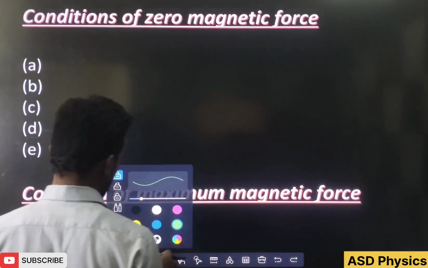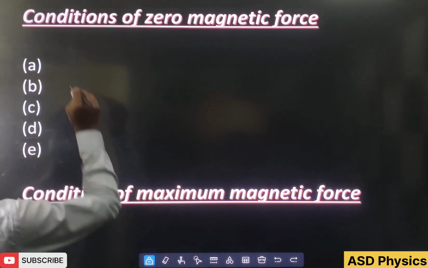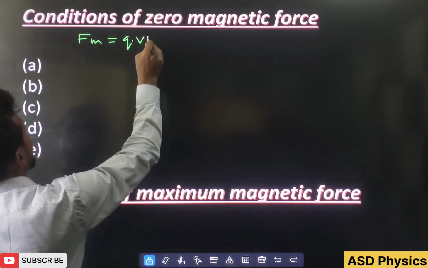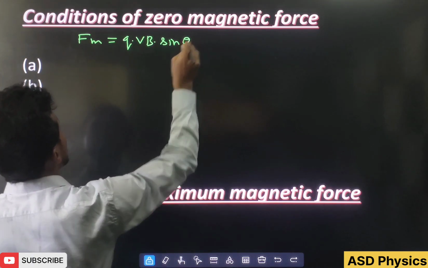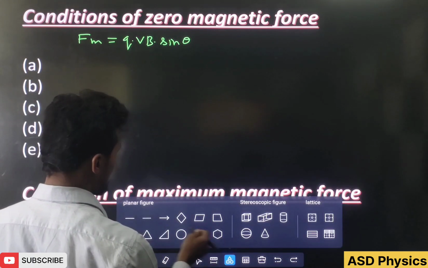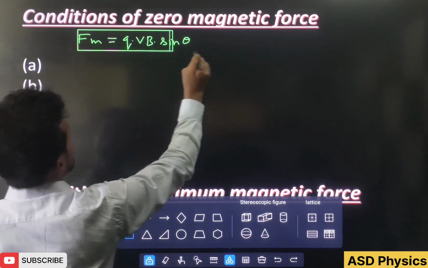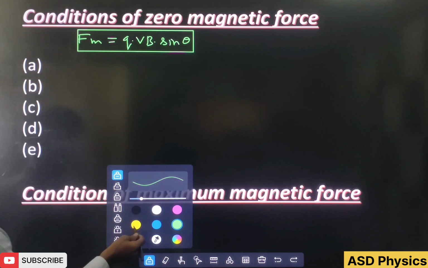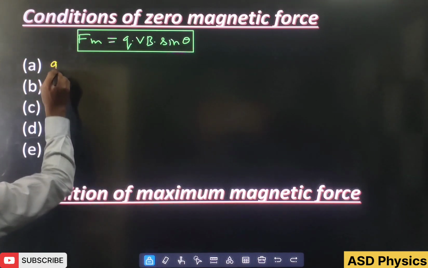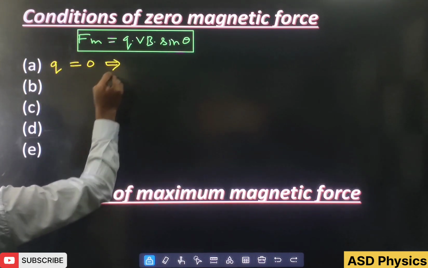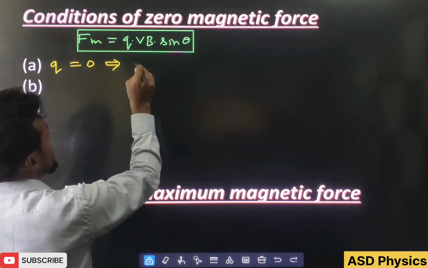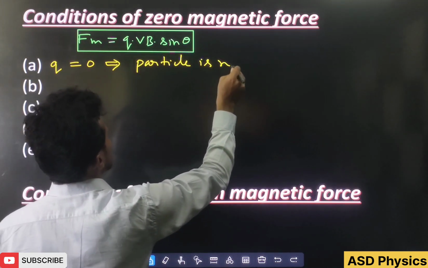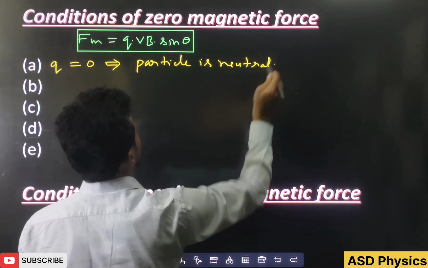Now students, after that we will go for the next one. See the conditions of a zero magnetic force. So see what is the force formula. The force formula, I am just writing here the magnitude, is QVB sin theta. This is the force. So in which situations will the force be 0? Remember that here. First one, if Q equal to 0. Q equal to 0 means the particle is neutral. The moving particle is neutral, like a neutron.